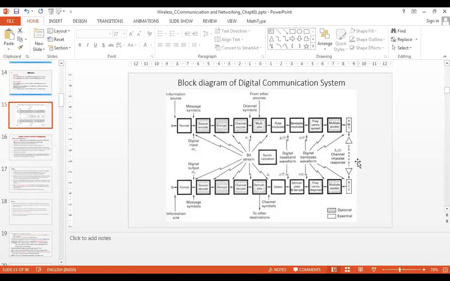Okay. So why do we have to model that particular channel? Can anybody answer this question? Why do we require to model that channel? Any guess? Why do we require to model that channel?